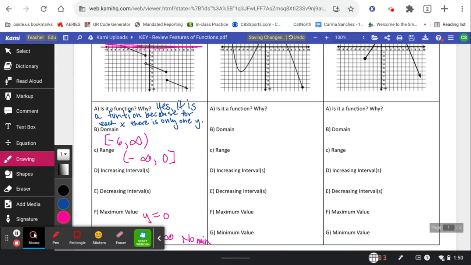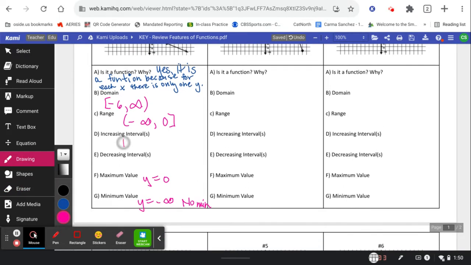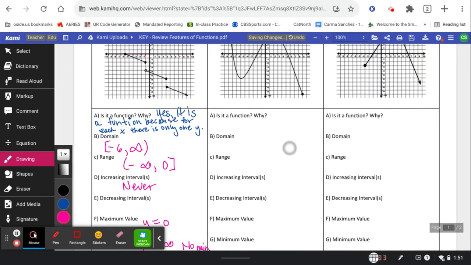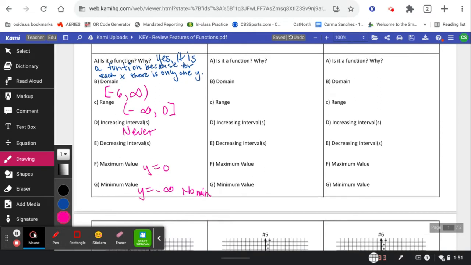Increasing intervals, do you see how it's not increasing anywhere? The whole graph is going down on each of those little like step-like things. So increasing, we would say never. And decreasing is the entire domain. It's going down from there to there, from there to there. So it's going to match the same domain answer of negative 6 to infinity.